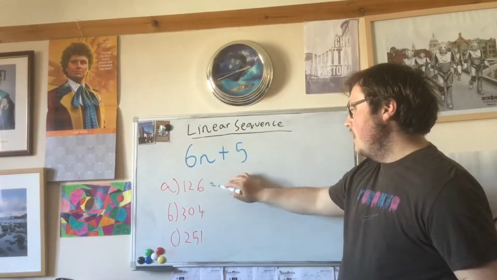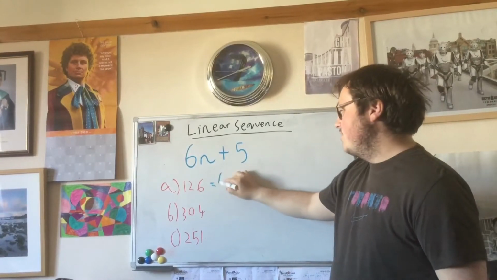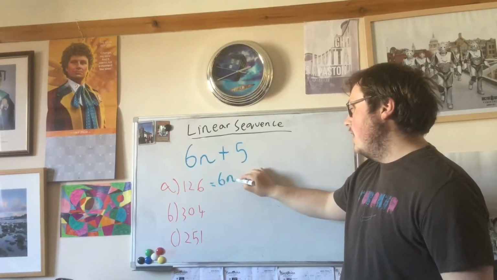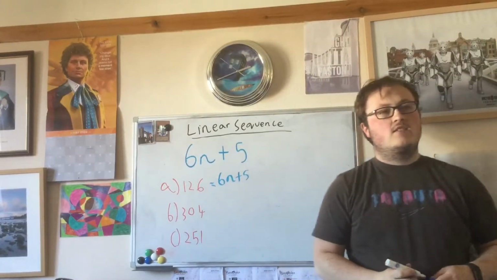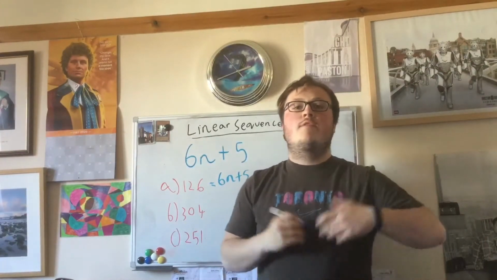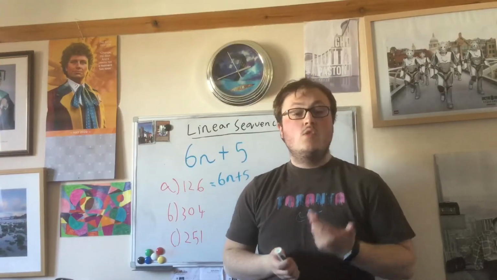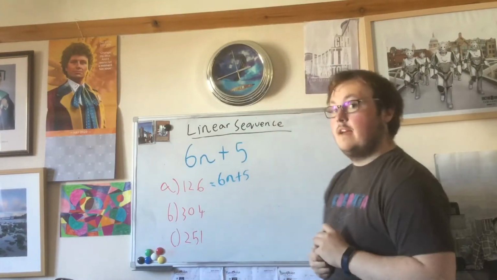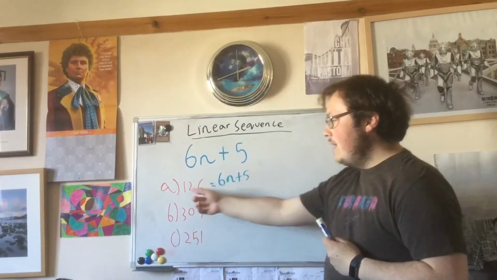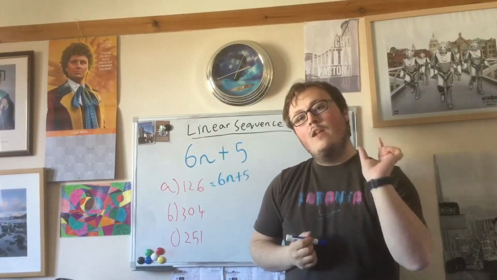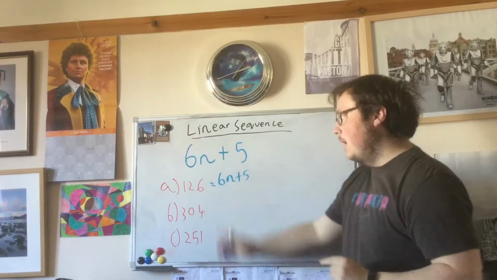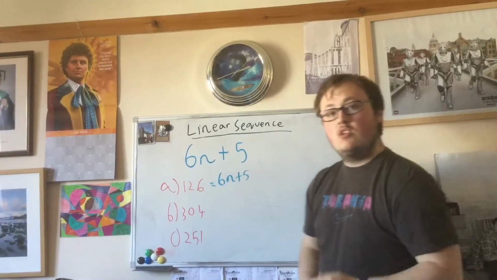What you do is, you know that you're timesing 6 by a term and then you're adding 5 to get to 126. All you need to do is reverse the process, sort of like balancing, like we did with Algebra Week. And when you then get the answer of n, if n is a whole number, it is part of the sequence. So let me show you what I mean.